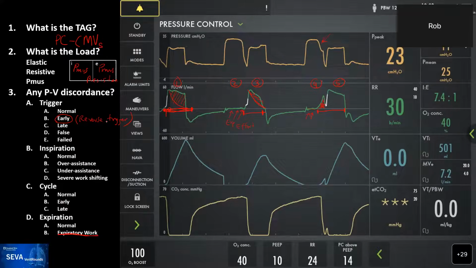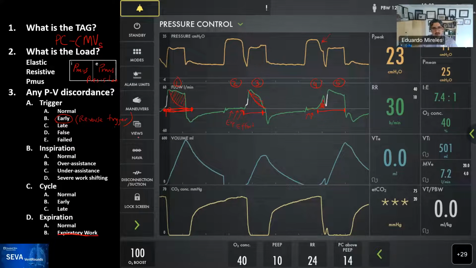Now, an important thing to highlight for everybody is that when you see a series of abnormalities on a waveform like this one, the one that you're going to call is the reverse trigger, the first one that you will find. Because if you treat this one, then you will solve all the other ones. So we know that reverse trigger will cause some amount of work shifting, and it will cause early cycling, like in this breath over here or on this one over here.